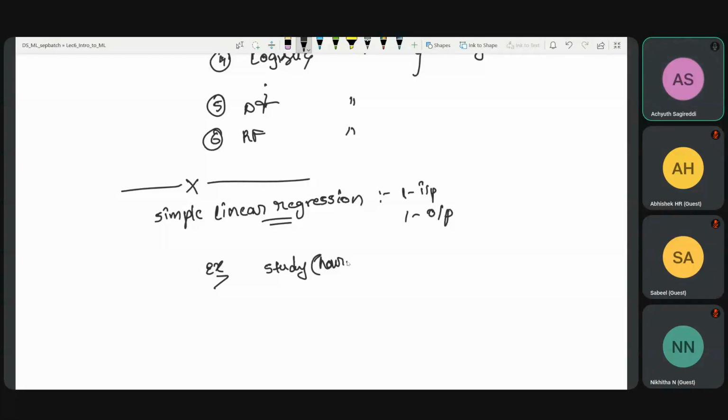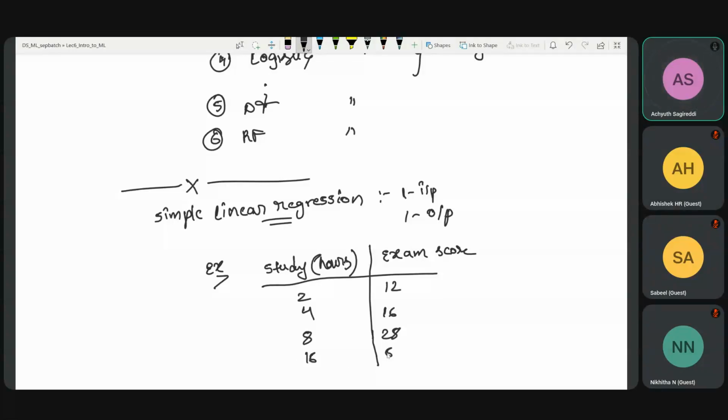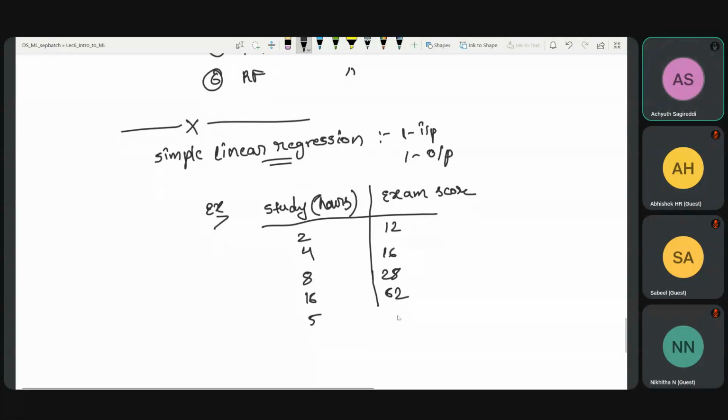Okay, and exam score or exam grade. Let's say exam score. For example, if you study 2 hours, you will get around 12 marks; 4 hours of study will get around 16 marks; 8 hours of study will get around 28 marks; and 16 hours of study you'll get around 62 marks. We don't know how much exam score we will get for 5 hours of study. Yeah, we have to find out this thing.